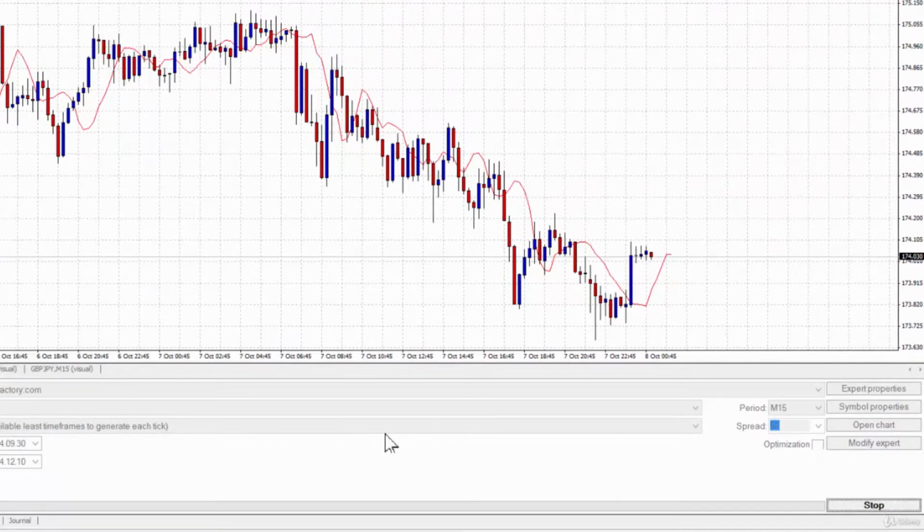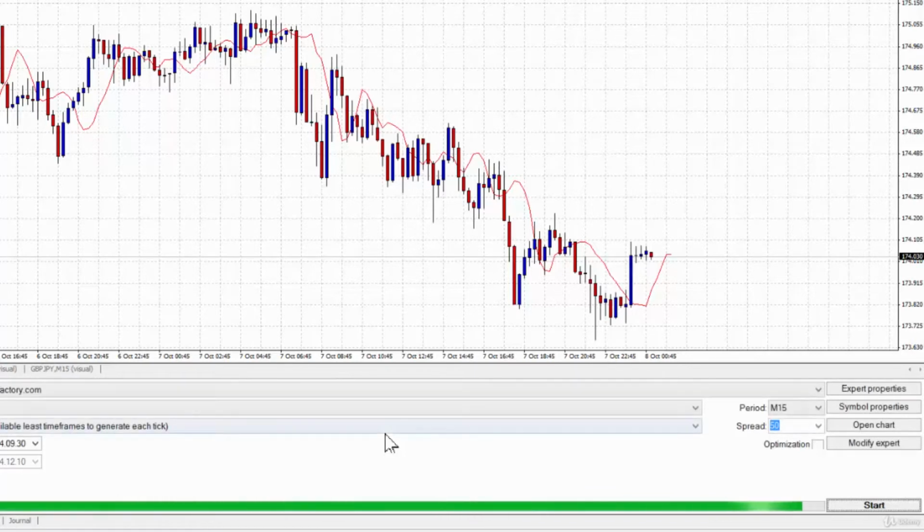Now after this test, we're going to run exactly the same test, but this time we're going to activate the visual mode. So what will happen is that we will see the actual transactions taking place on the trading chart, and the EA will be using the trading rules established by the settings that we have put in. So this is going to be quite interesting.